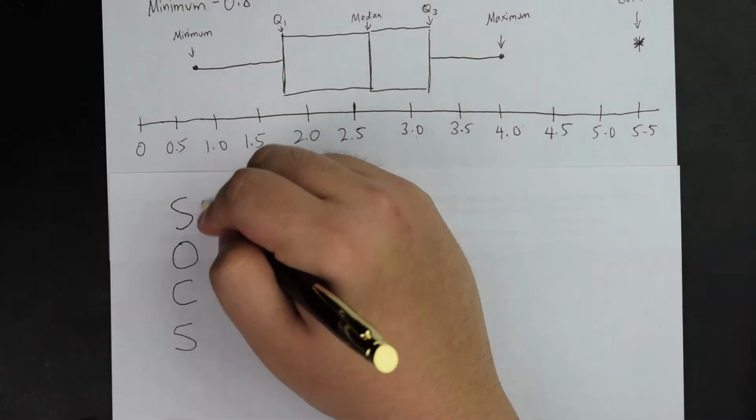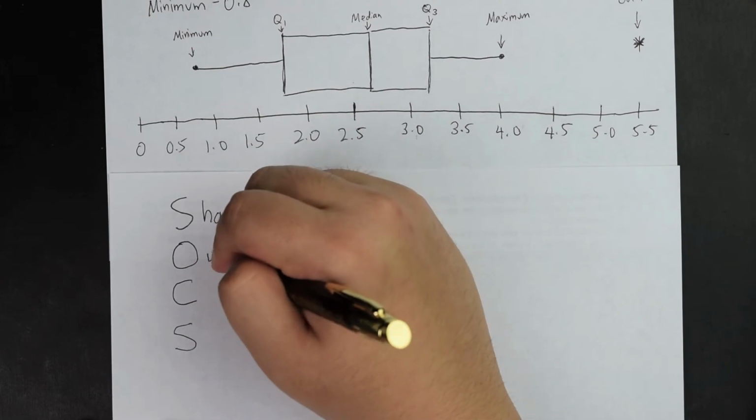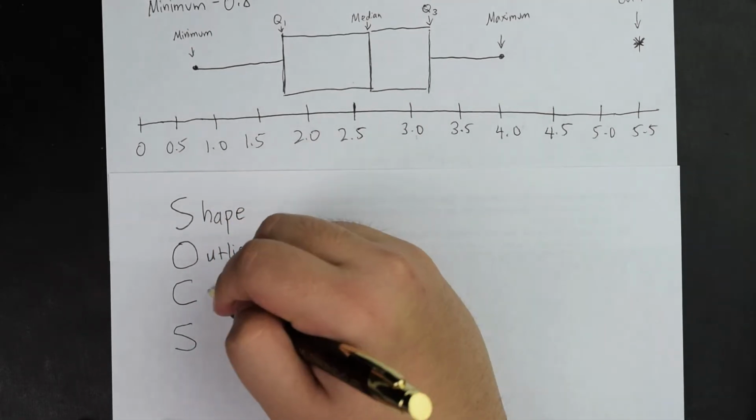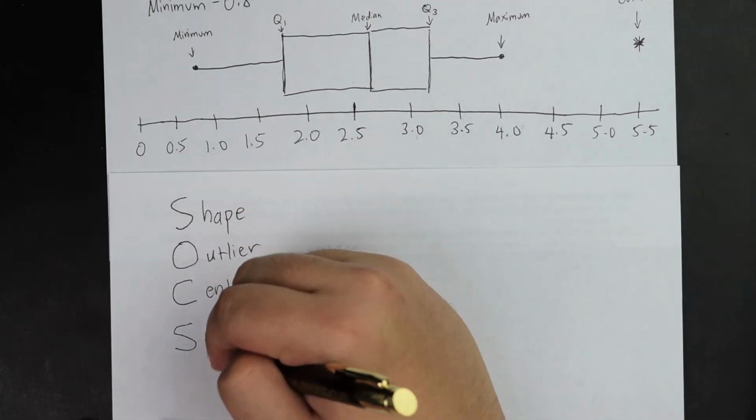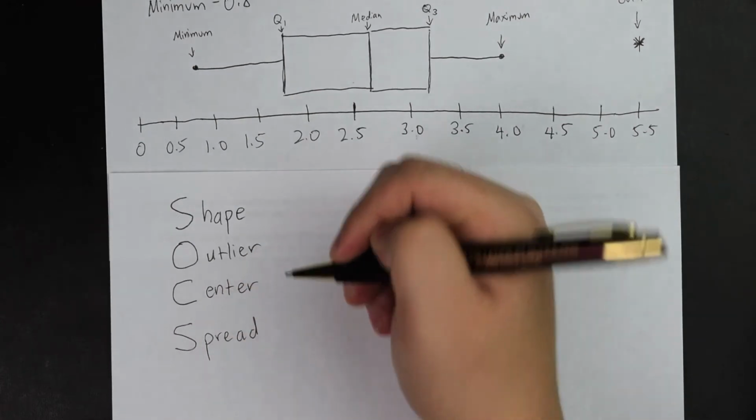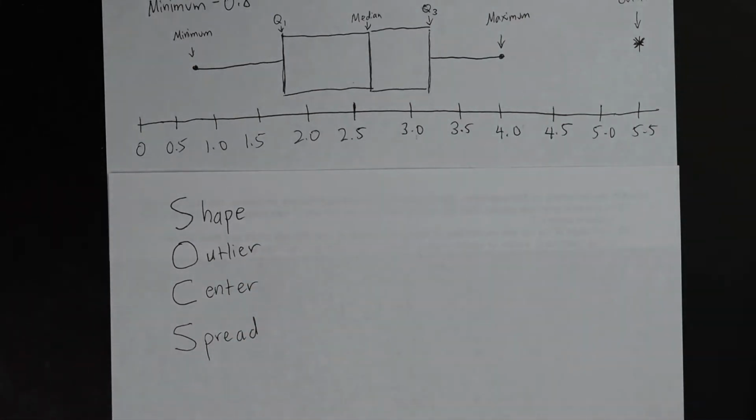SOCS. So it means shape, outlier, center, and spread. So SOCS, basically. And so this acronym really helps because on a lot of AP exams, when you're describing the shape and so on of a graph, we'll need to hit these 4 points.